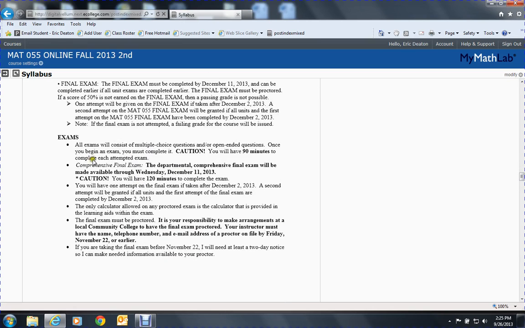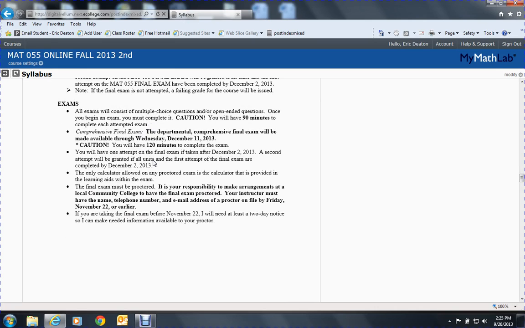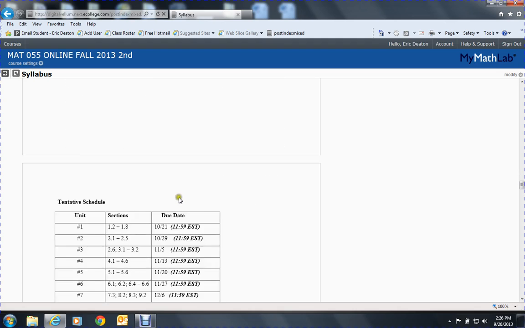I want to talk about the final exams once again. Each exam first off has a 90-minute time limit. The final exam has a 2-hour time limit. Once again, you must take the final exam by December the 11th. If you take it before December the 2nd, you can get a second attempt. You do have to take it with a proctor. It is password protected, and only the proctor will have it. The proctor is someone in the testing center at your college.